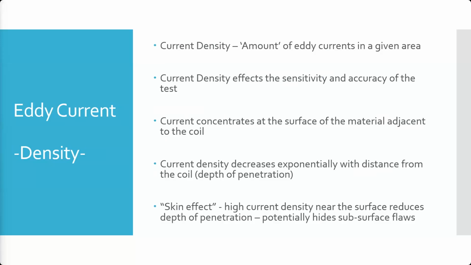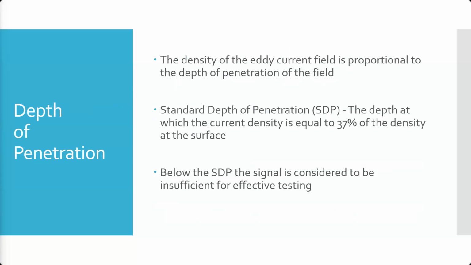So that current tends to be at the surface. The current density decreases exponentially as you get down into the part. And what this results in is something called skin effect. When those eddy currents form at the surface, the magnetic field that they give off blocks our ability to detect deeper in the part. And so we get that kind of a skin layer of eddy currents that prevents us from being able to see deeper in the part. There are ways to get around that. We'll look at that.